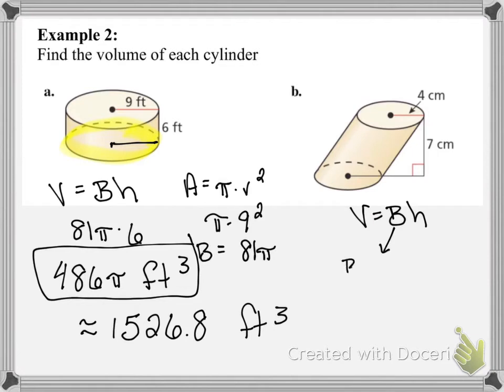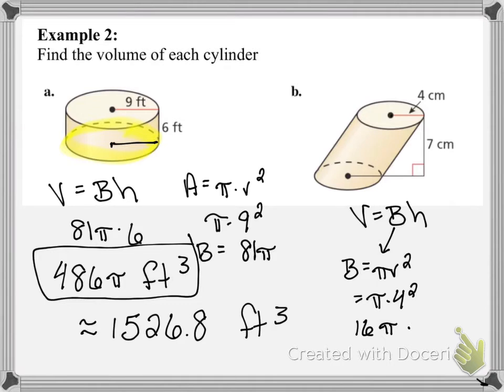So to find that big B, my base is a circle, so pi r squared. Pi times my radius there, which is 4. See, the radius of that is 4. So that's 4 squared times pi, so that would be 16 pi. Okay, so that's my big B. And then I need to multiply it times my height.